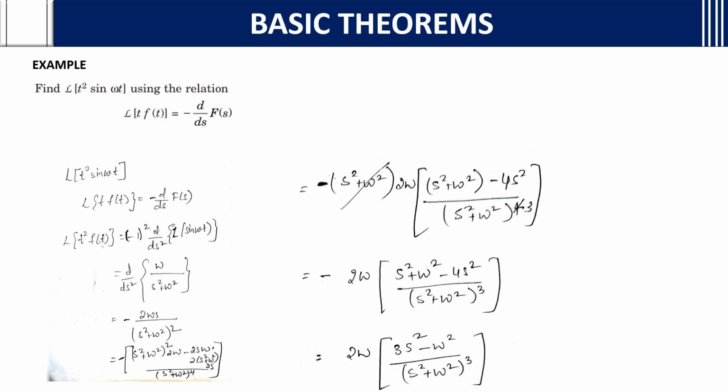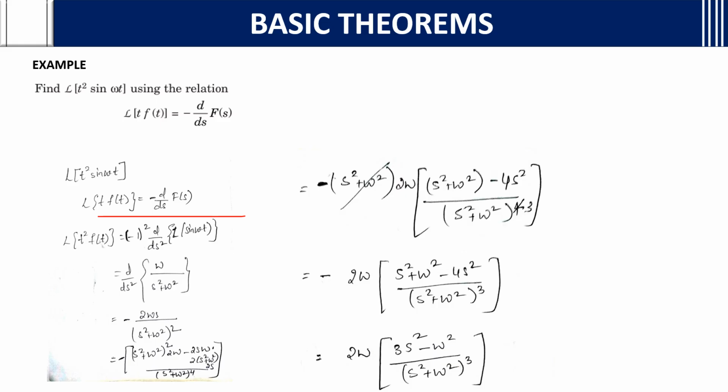Find the Laplace transform of t square sin omega t using this relation. See, this looks similar, no? T square f of t, and in the place of f of t, sin omega t is there. That's it. We will see how to do it. The Laplace transform of t square sin omega t: we know that the Laplace transform of t f of t is minus d by ds of f of s. So the Laplace transform of t square f of t is nothing but double differentiation, d square by ds square of the transform of sin omega t. Why only one t? Only one t is already taken, since it is t square f of t.